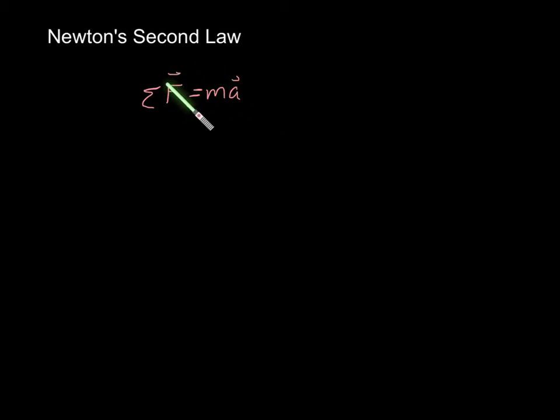Force and acceleration are always going to be in the same direction, or at least net force and acceleration are always going to be in the same direction. So that's an easy thing to remember with vectors. The big key here, adding up all of our forces, this is a vector sum of forces.